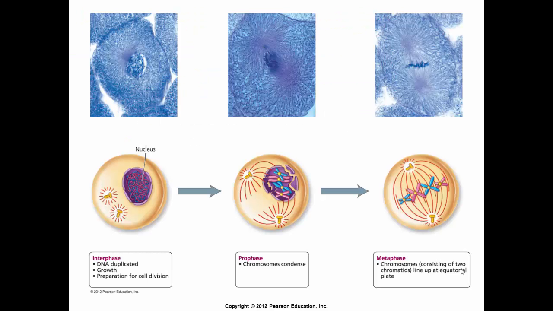This shows interphase. During S phase, DNA is duplicated. Growth occurs throughout G1, S phase, and G2, preparing the cell for cell division. In prophase, the chromosomes condense. In metaphase, they line up along the equatorial plate.